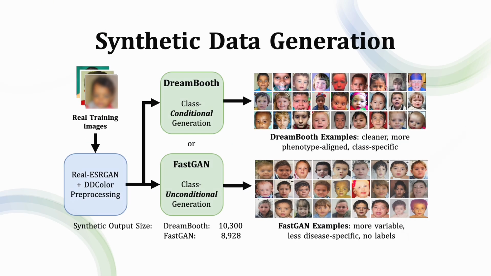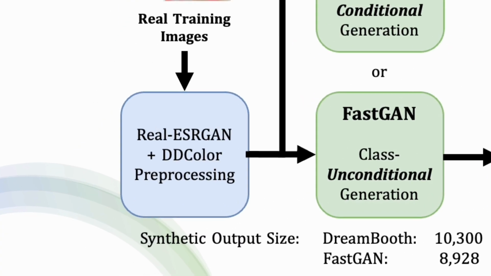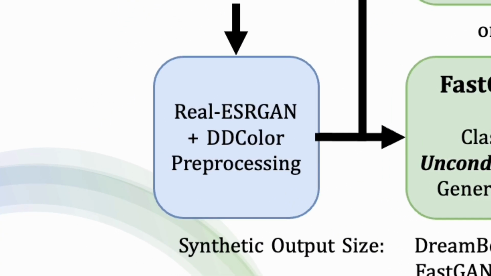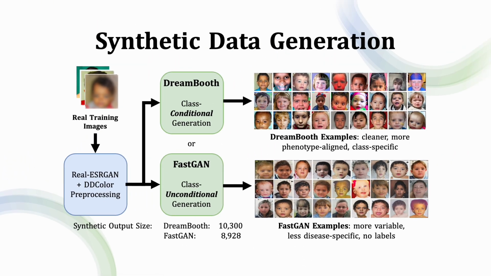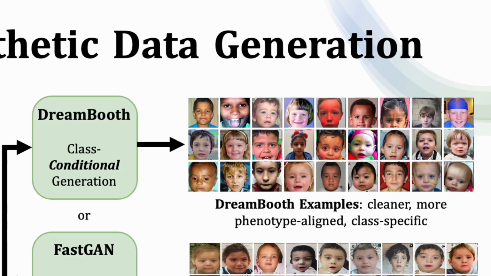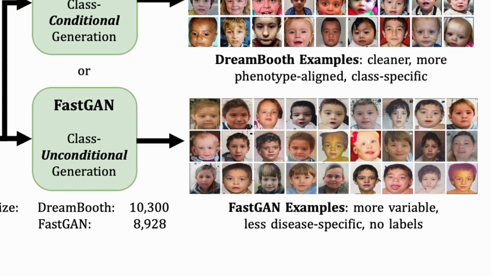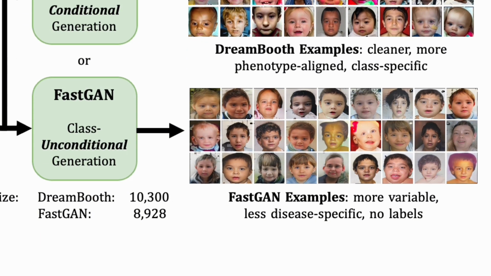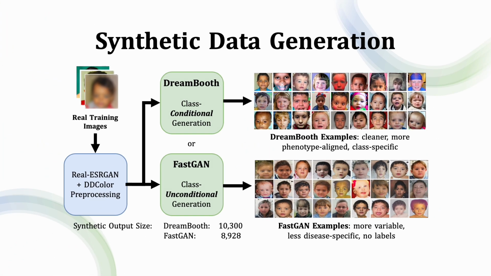Because real data are scarce, we further study whether synthetic facial images can help improve recognition. Before generation, images are enhanced using super resolution and colorization. We then compare 2 generation strategies. The first is DreamBooth, a class condition diffusion model fine-tuned separately for each disease using the available real training images. The second is FastGAN, an unconditional few-shot generative model trained on the processed image set with all training samples.